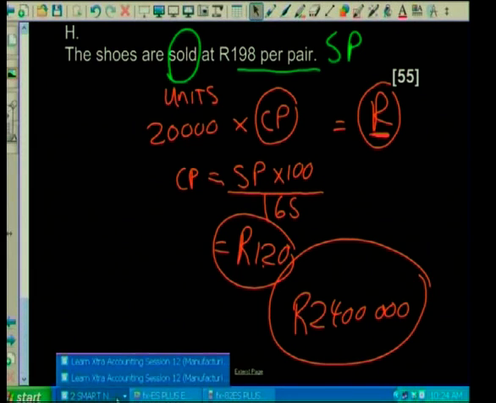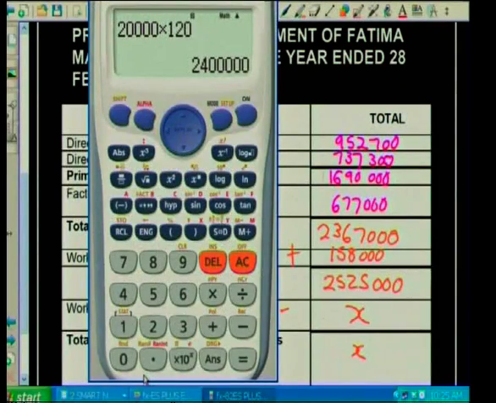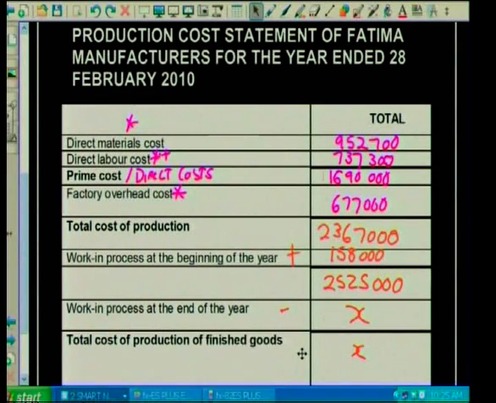So let's go back to our answer sheet. Total cost of production of finished goods was what we just calculated. Show your calculations in brackets. We took the 20,000, multiplied it by 120 Rand to get an amount of 2,400,000.